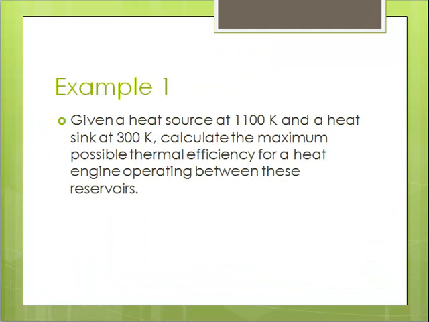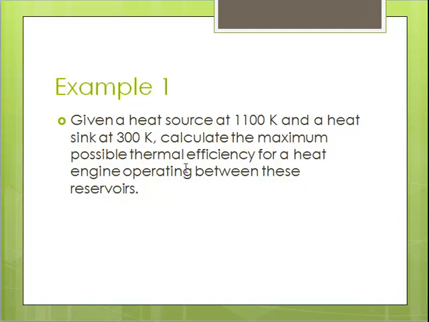I have a heat source at 1100 Kelvin. That's an absolute temperature, so I'm set. A heat sink at 300 Kelvin. And I want to figure out the maximum possible thermal efficiency for a heat engine operating between these two reservoirs. So this is like burning fuel at 1100 Kelvin and cooling things off by letting heat be released from my engine to the atmosphere at 300 Kelvin.